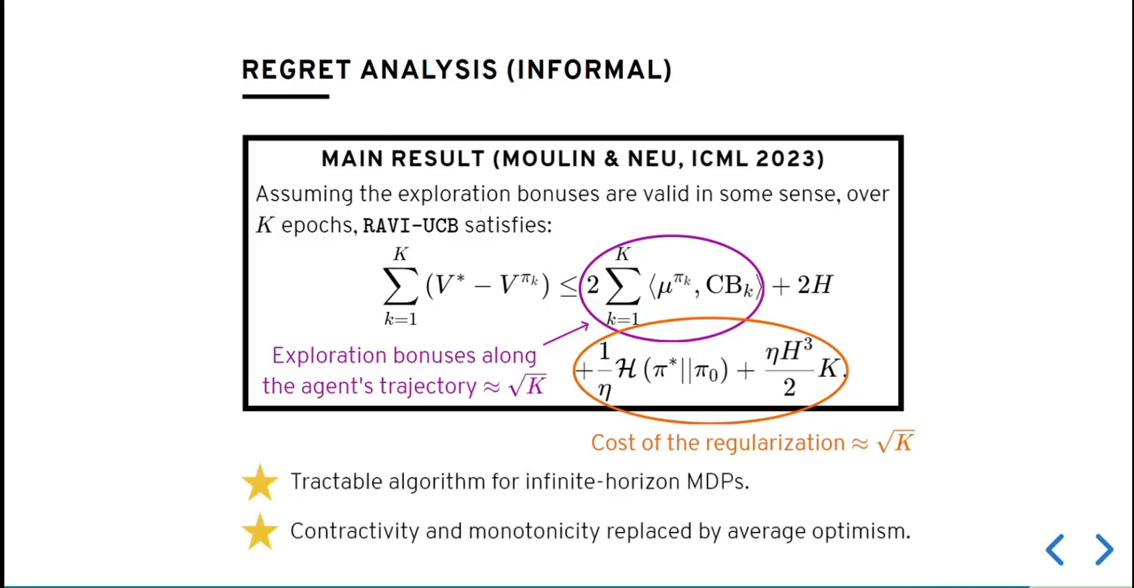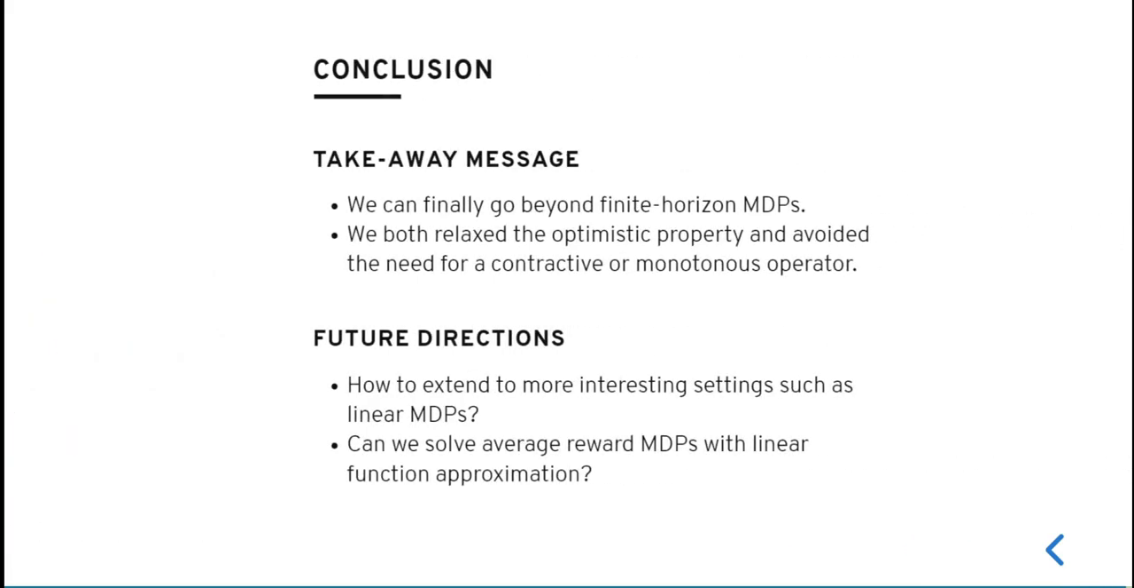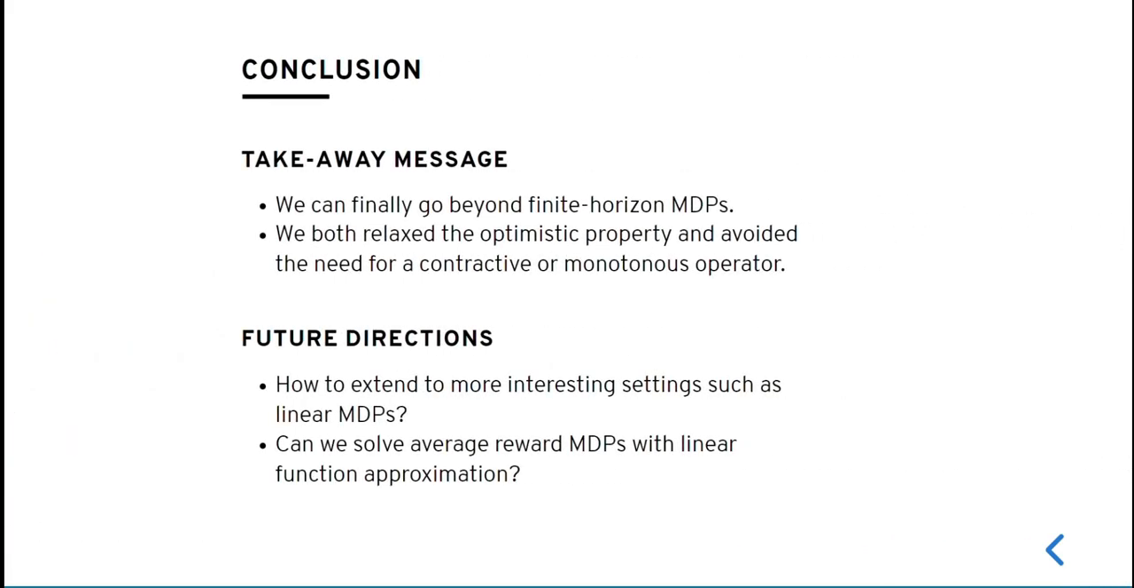The main advantages of this algorithm are that we can now go beyond finite horizon MDPs, and second, we avoid assumptions like contractivity or monotonicity as required by previous works. And beyond the advantages that I just mentioned, there are obvious future directions. First, how can we extend this result to a richer structural assumption, such as linear MDPs? And second, how can we extend this to the harder yet more interesting setting of average reward MDPs?